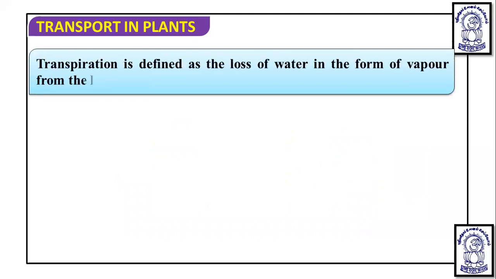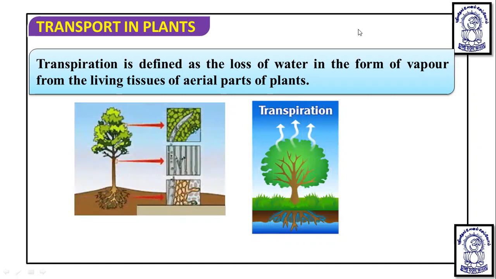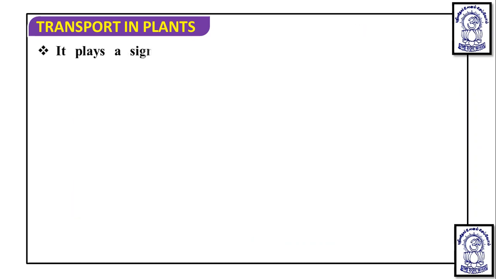So this water loss, if it occurs in the form of vapor from the living tissues of the aerial parts of the plant, is known as transpiration. So what is transpiration? It is a loss of water in the form of vapor from the living tissues of the aerial parts of the plant. And what was guttation, which we discussed? It is a loss of water in the form of liquid droplets. So this is transpiration, where the water loss occurs in the form of vapor.